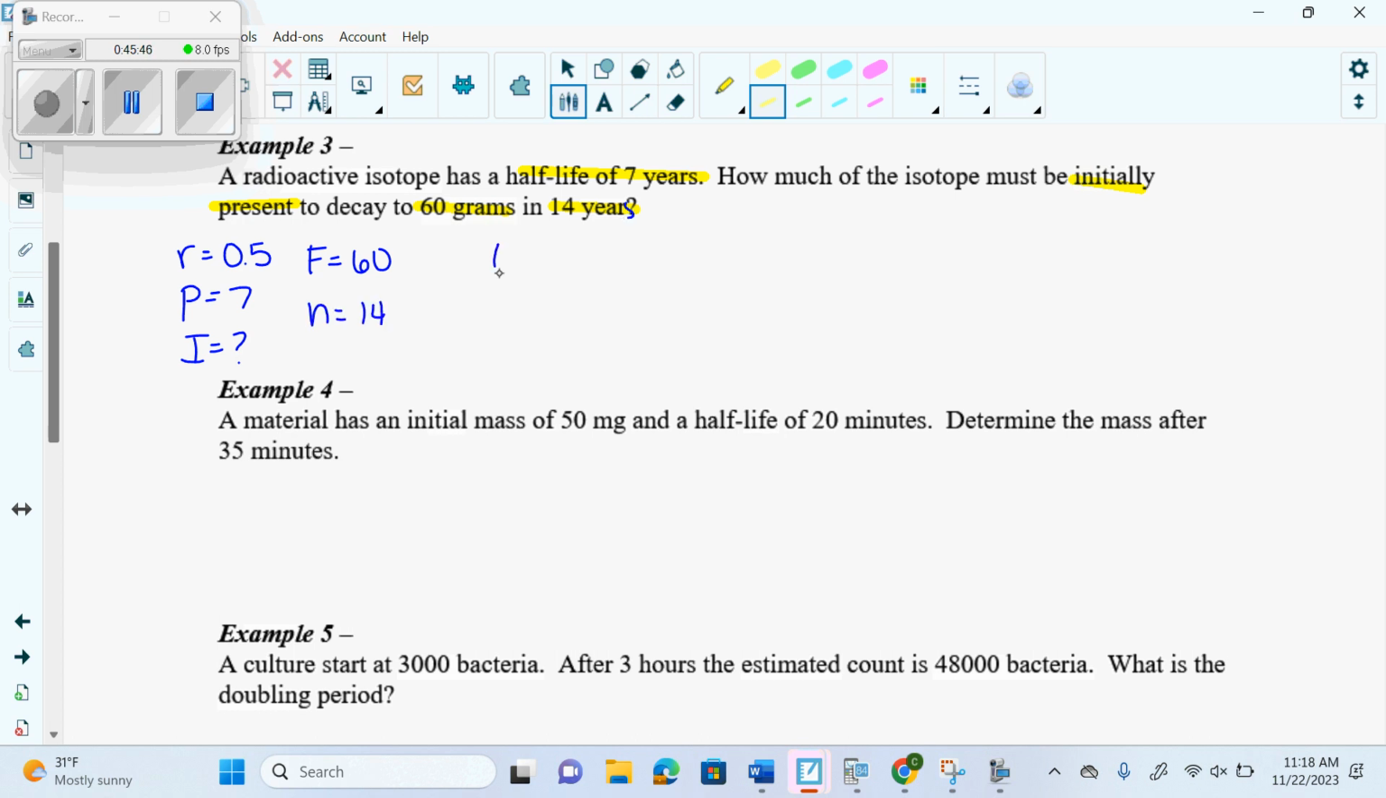So I'm going to get 60 equals I bracket 0.5 to the T. What was the T? T is 14. 14 over 7. So I get 60 equals I times 0.5 to the 2. And then I get people trying to convert it to a log. Is the variable in the exponent? No, there's a 2 in the exponent. So am I converting it to a log? No, I only convert to a log when the variable's in the exponent. It's being multiplied by I, so I divide it.